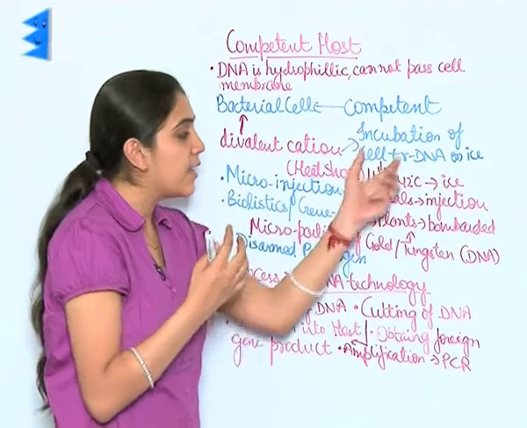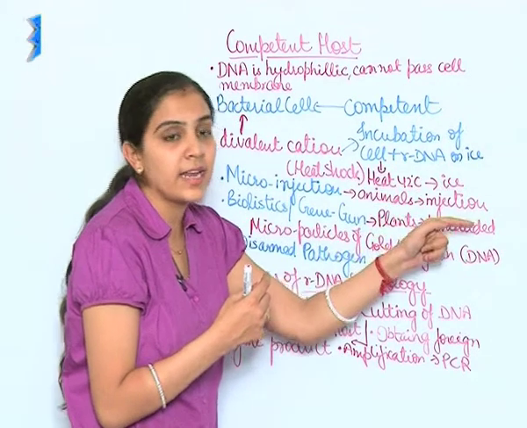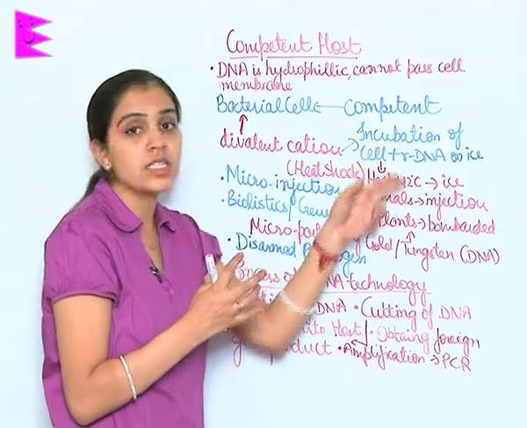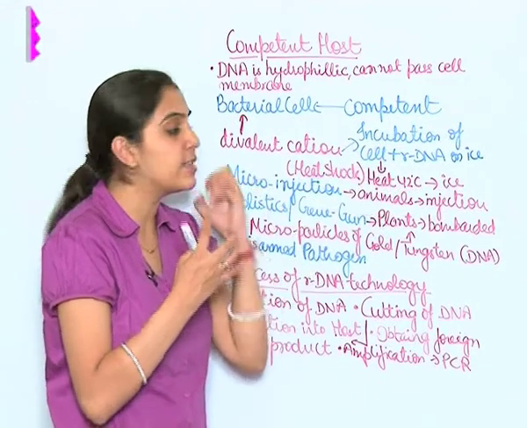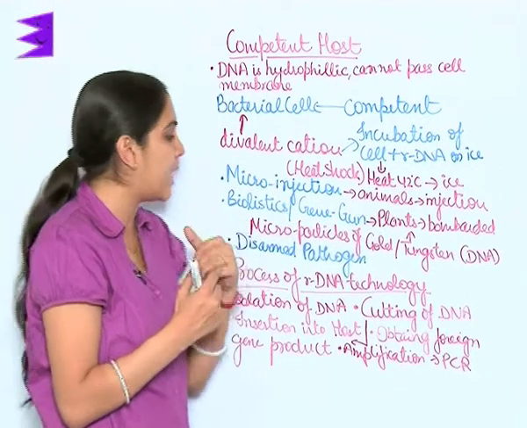After incubation on ice, we take it to heat at 42 degrees Celsius and then again to ice. We give it a heat shock. This heat shock and again to ice facilitates the movement of rDNA into the bacterial cell.